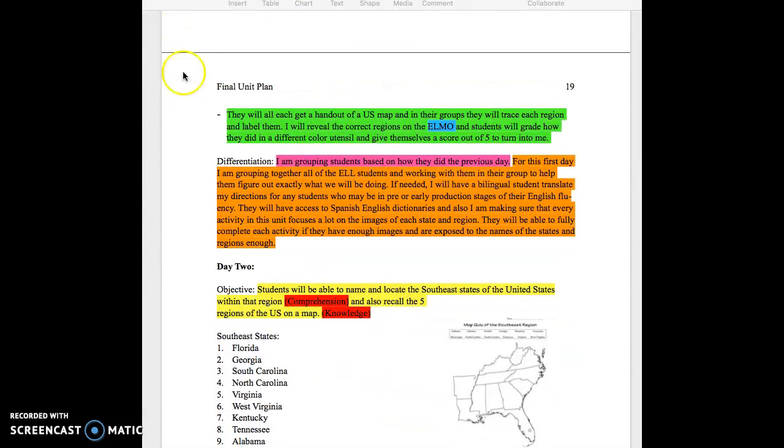With differentiating that, those groupings are going to be based on that. And then for ELLs, I'm going to answer any questions they have, make sure they have that Spanish to English dictionary, and then I'm going to make sure that they have a lot of images that they're going to get to see throughout the whole unit and prep those.